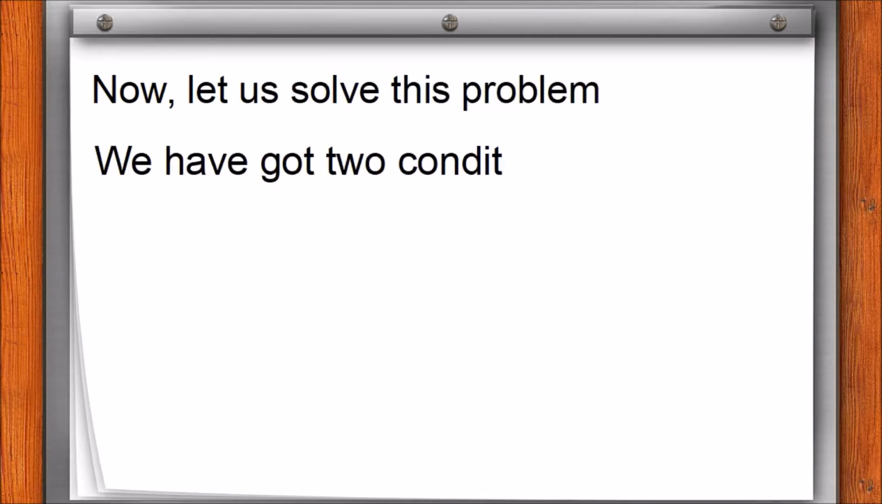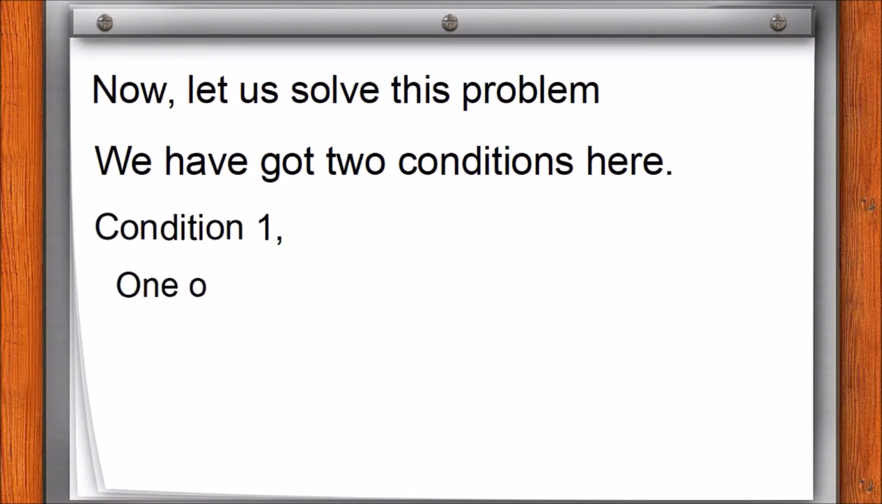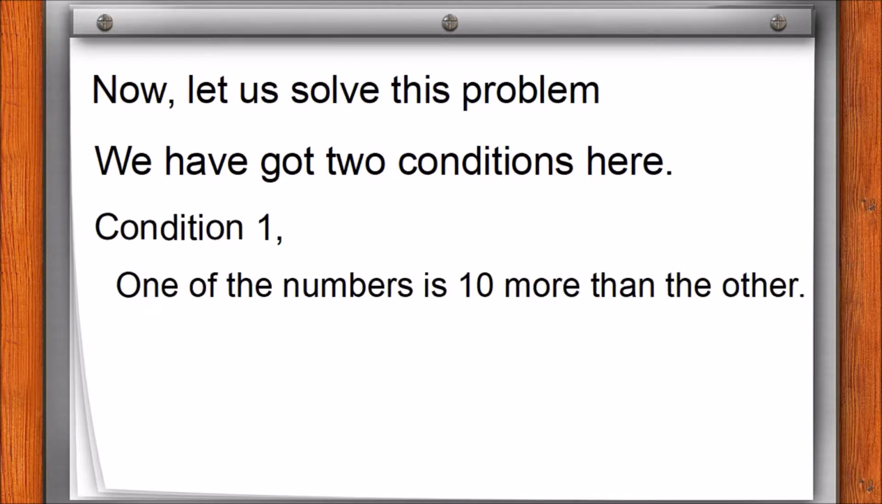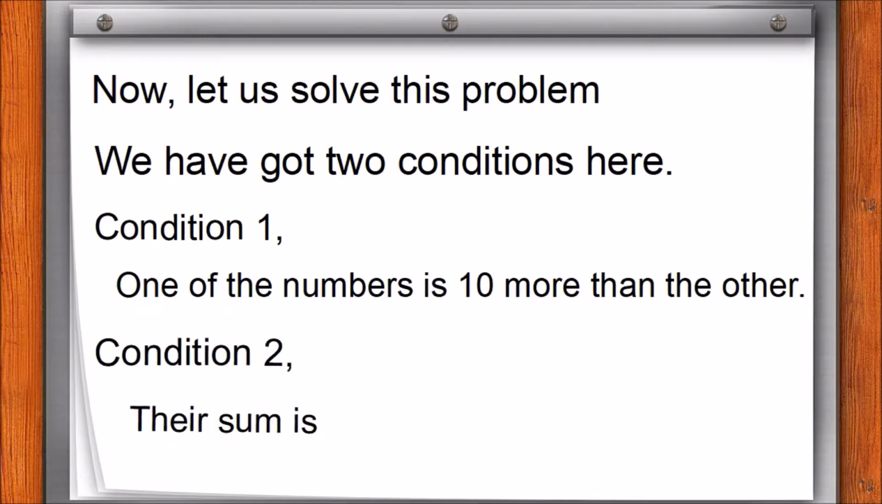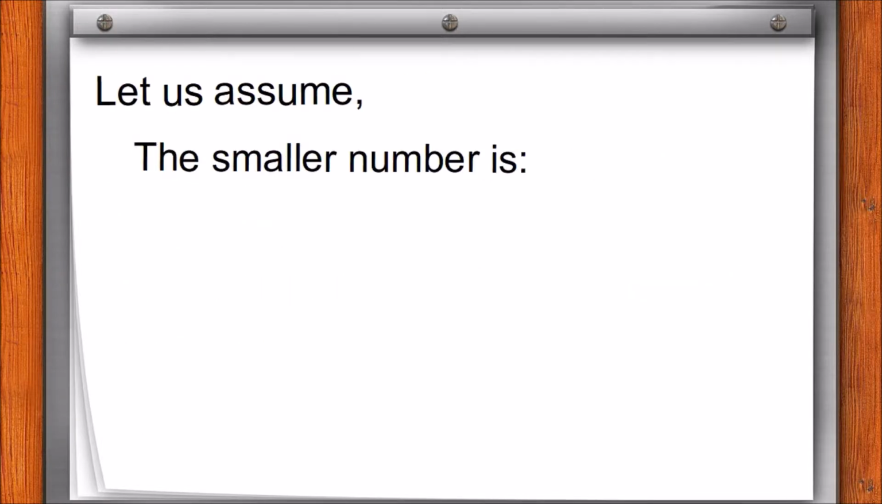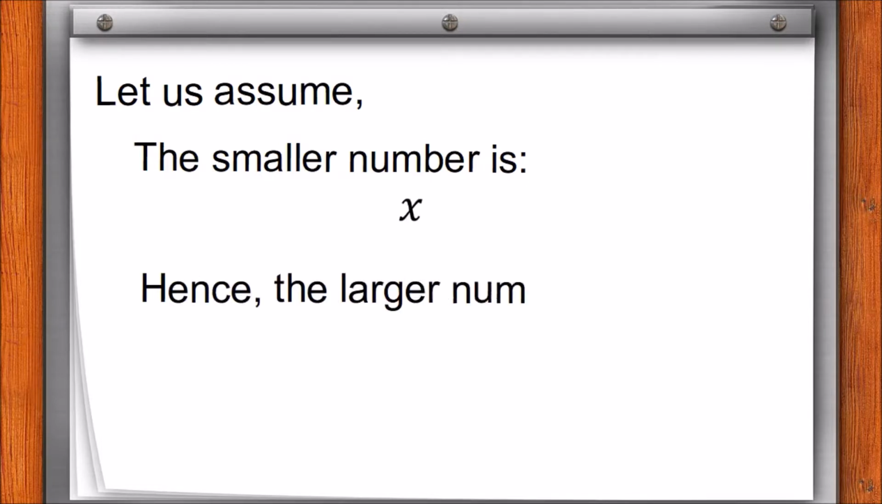We have got two conditions here. Condition 1. One of the numbers is 10 more than the other. Condition 2. Their sum is 74. Let us assume the smaller number is x. Hence, the larger number is x plus 10.